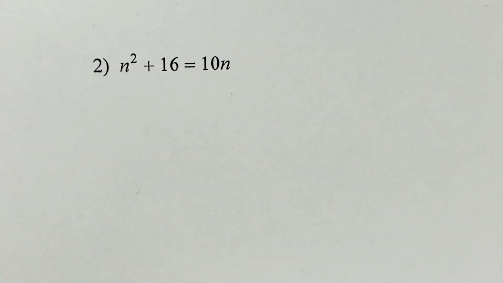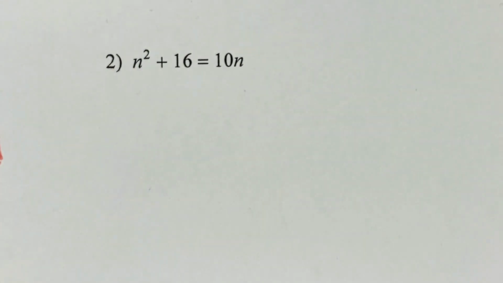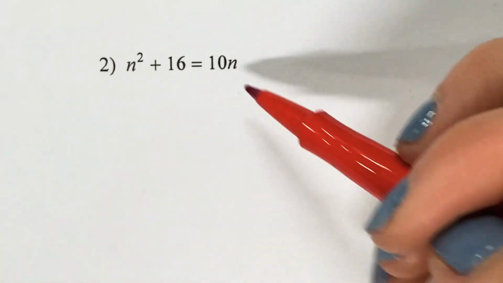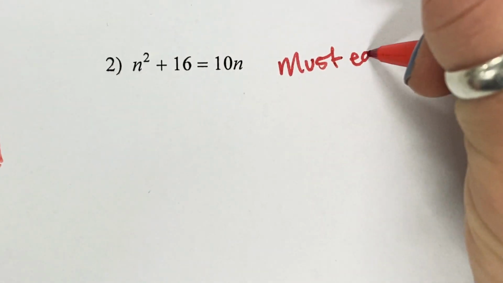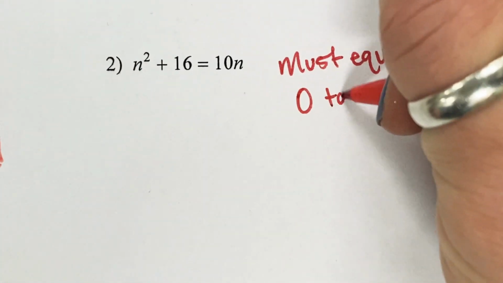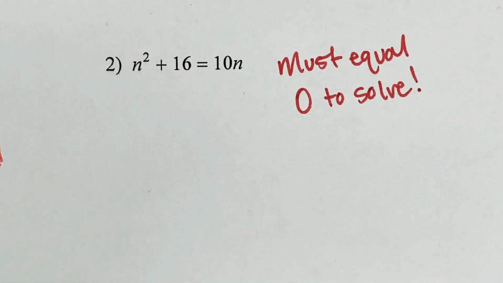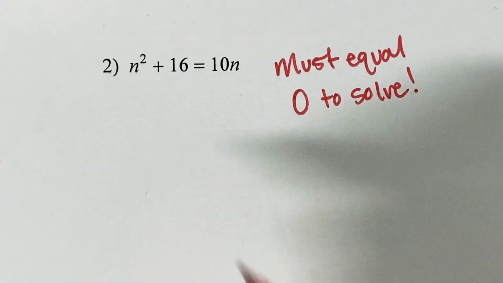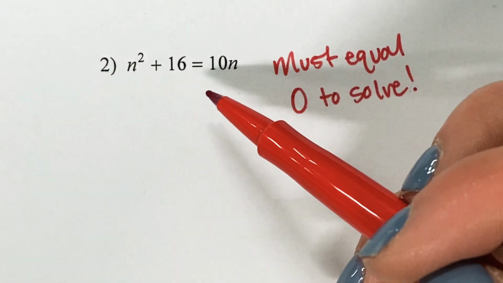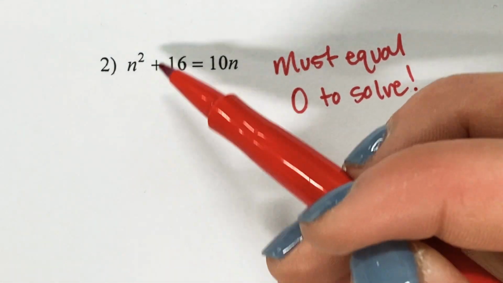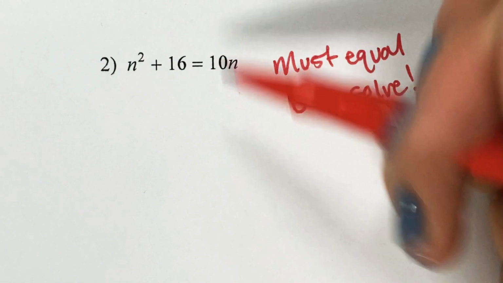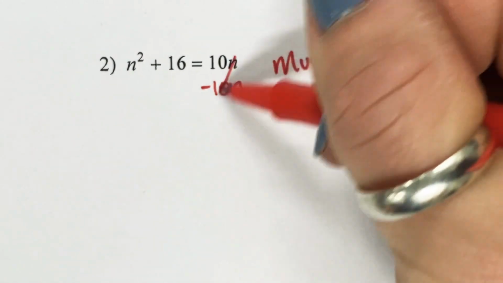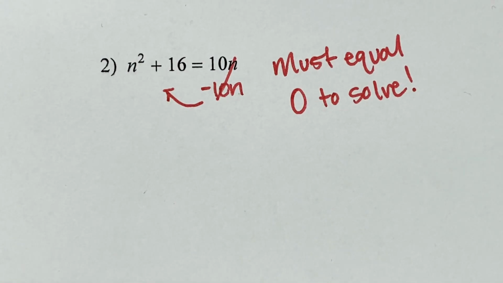Okay, let's look at number 2. Okay, so there's a really important rule in order to solve using factoring or solving quadratics. Okay, what does it have to be equal to in order to solve? It has to equal 0. So we're going to write down must equal 0 to solve. Okay, super important. So we need to make this equal 0. So I need to move this positive 10n over to the same side as my n squared. So what is the opposite of positive 10n? It's going to be a negative 10n, and that's going to move him over there.